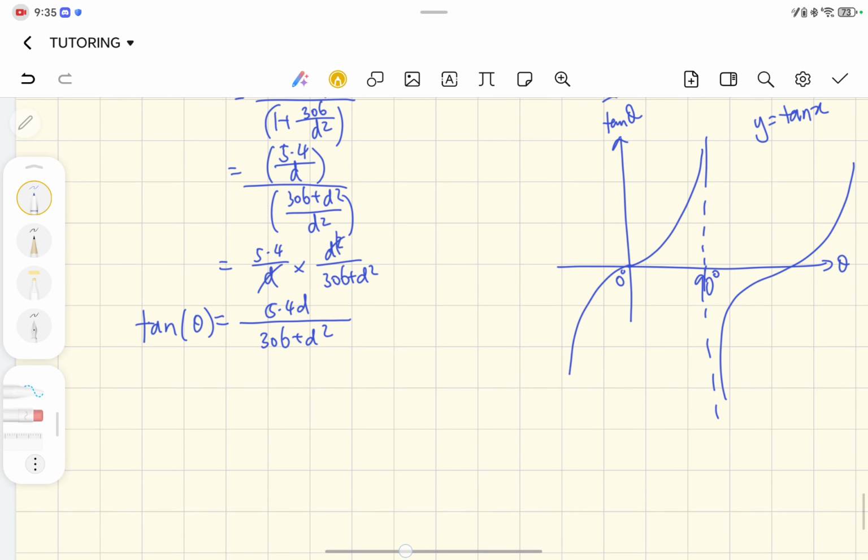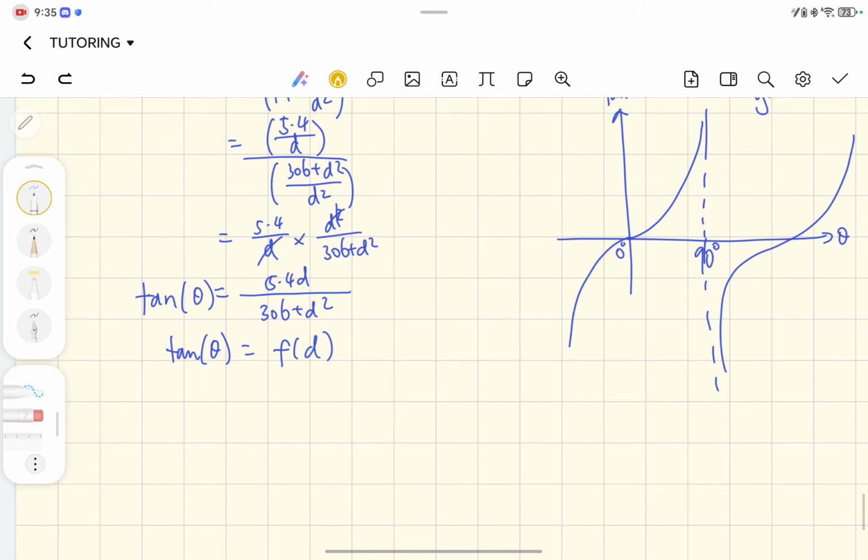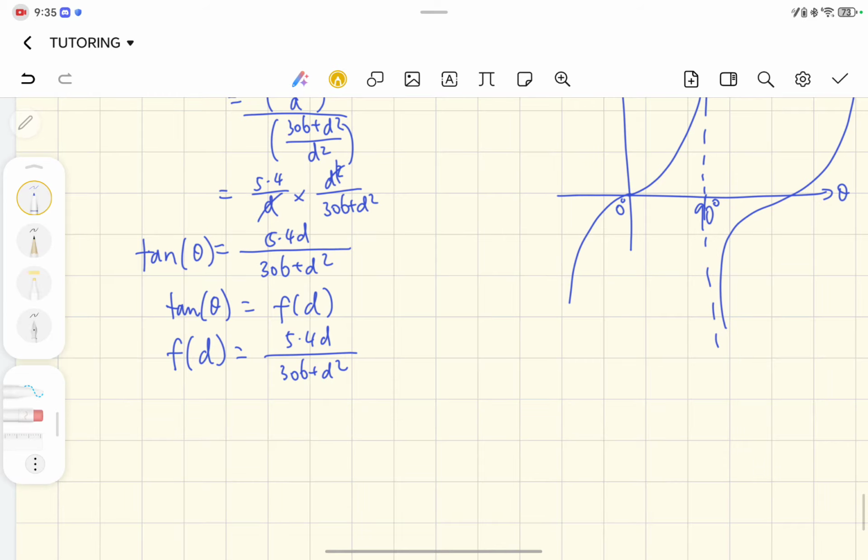Instead, we can just say tan of theta is just a function of d. And that's true, because tan of theta is a function that we have in terms of d. So instead, we can just say f of d equals 5.4d over 306 plus d squared. And if we maximize f, the function of d, we can maximize theta. So how do we do that? We just take the derivative of it.